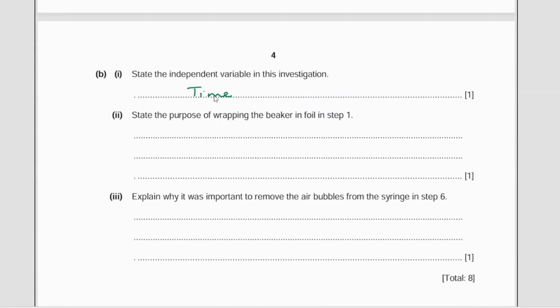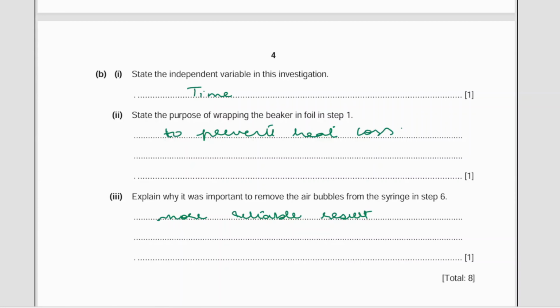Explain why it is important to remove the air bubbles from the syringe. More reliable result. Good. Or more accurate result. What is the purpose of wrapping the beaker? We have discussed this already. To prevent heat loss.